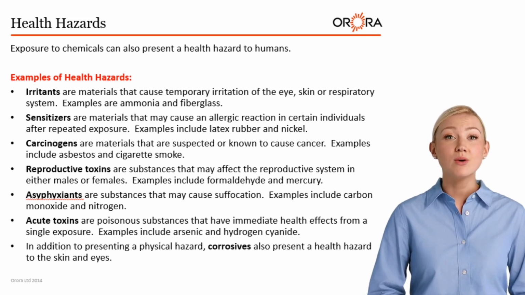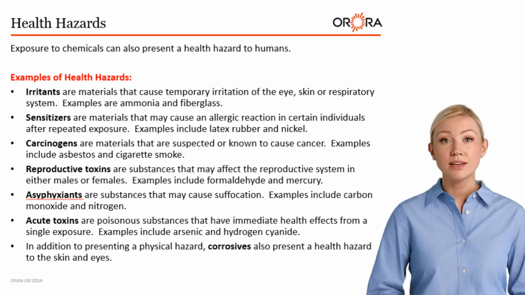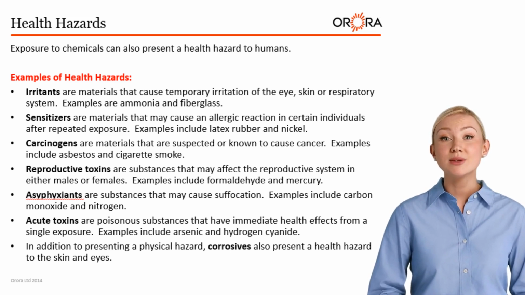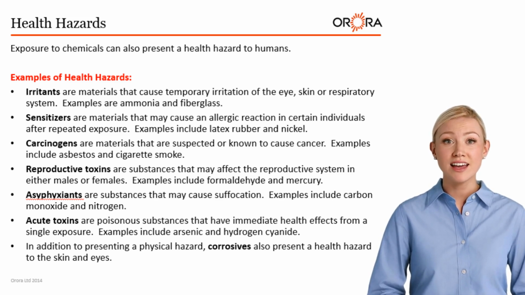Acute toxins are poisonous substances that have immediate health effects from a single exposure. Examples include arsenic and hydrogen cyanide. In addition to presenting a physical hazard, corrosives also present a health hazard to the skin and eyes.